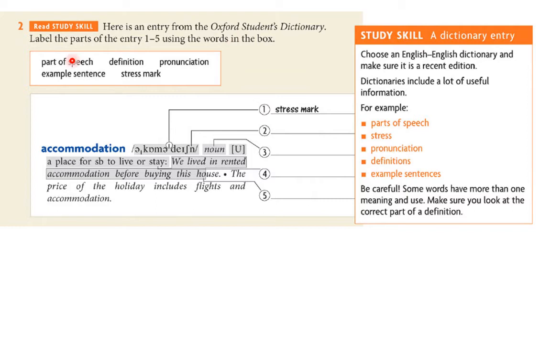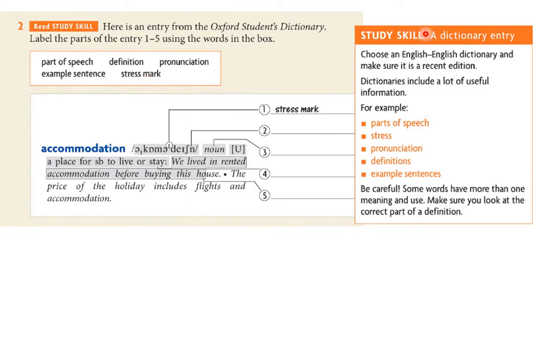So we have now 5 words in this box, and these represent the main parts that dictionaries contain, which are part of speech, definition, pronunciation, example sentence, and stress mark.